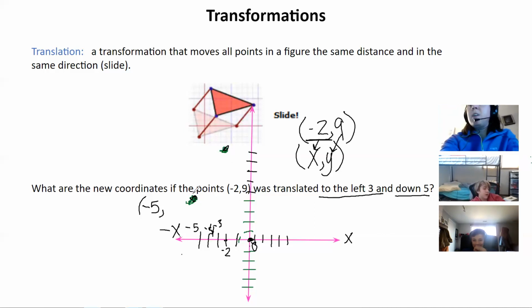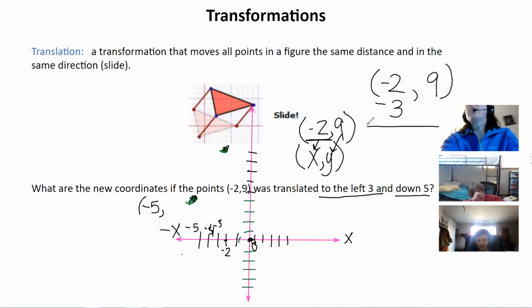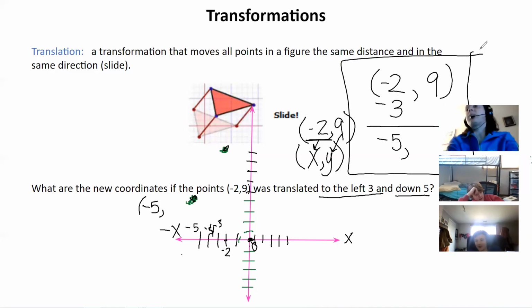because watch this. If this was our original point, if we go left 3, that means we go more negative. So we actually subtract 3 from that x. -2 minus 3 is -5. It's hard to plot without the squares and the graph. It's hard to see it. That's why it helps to do this part where you might actually subtract it. If you go left, you just got to subtract 3 from that x.